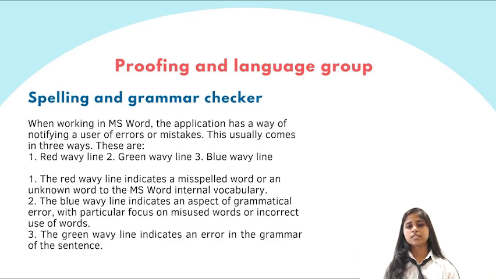This usually comes in three ways. These are the red wavy line, second the green wavy line, third the blue wavy line. Now we will see what these lines mean. First of all, the red wavy line indicates a misspelled word or a word unknown to the MS Word internal vocabulary. Secondly, the blue wavy line indicates a grammatical error with particular focus on misused words or incorrect use of words. Third, the green wavy line indicates an error in the grammar of the sentence.